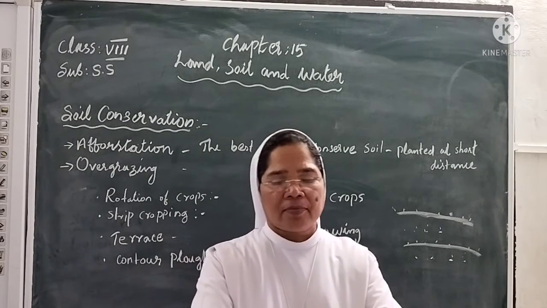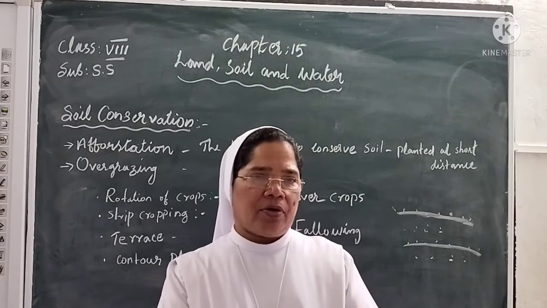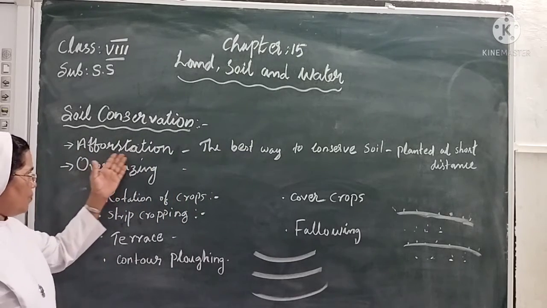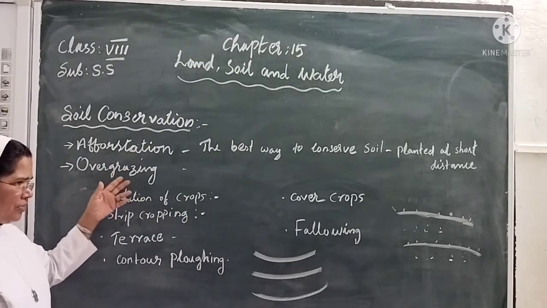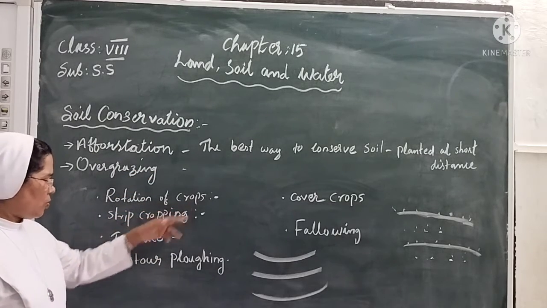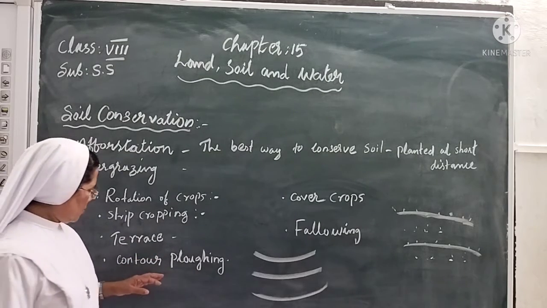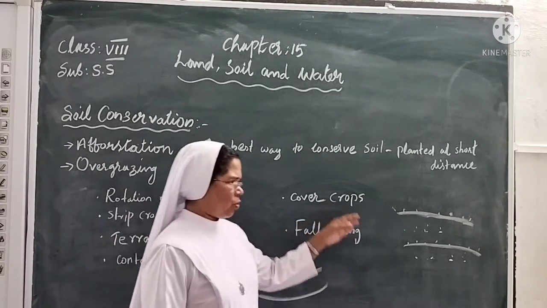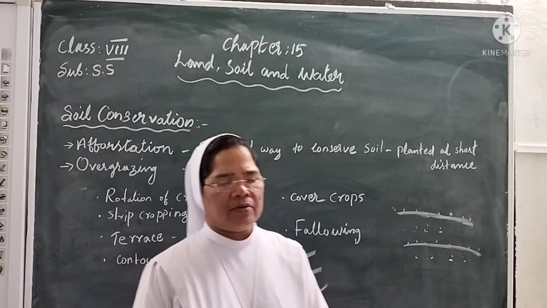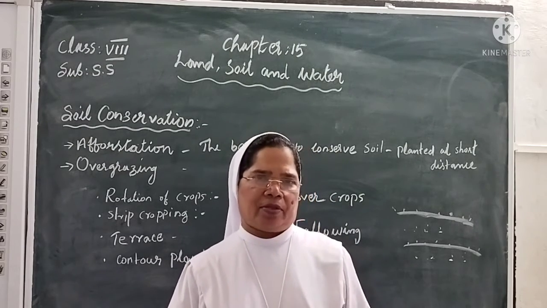These are the soil cultivation practices. We can conserve soil in different ways. First one is afforestation, then controlling overgrazing, then agriculture practices such as protection of the crops, strip cropping, terracing, contour ploughing, and also cover cropping and fallowing. These are the different ways we can conserve the soil.